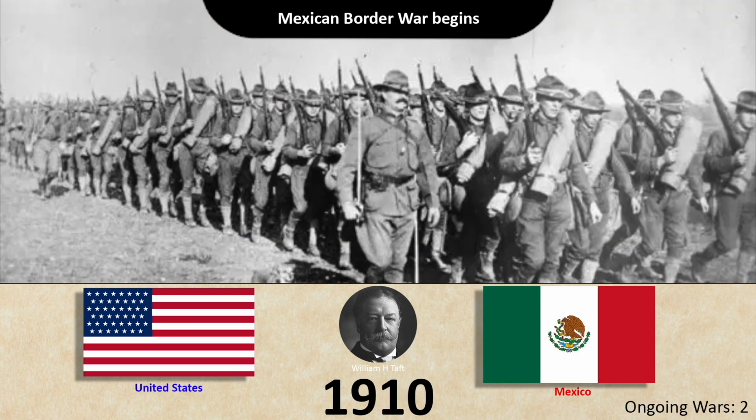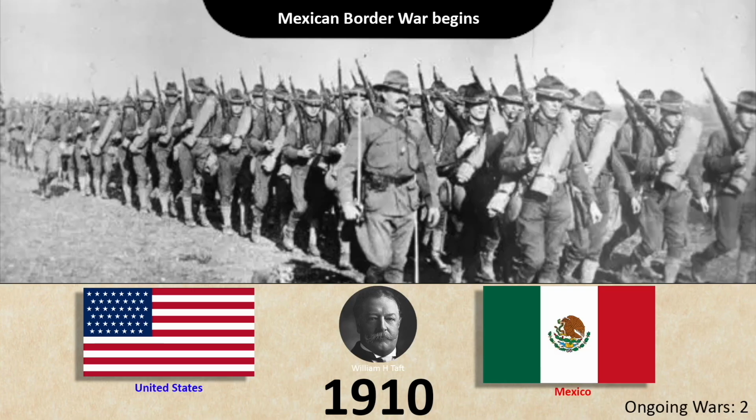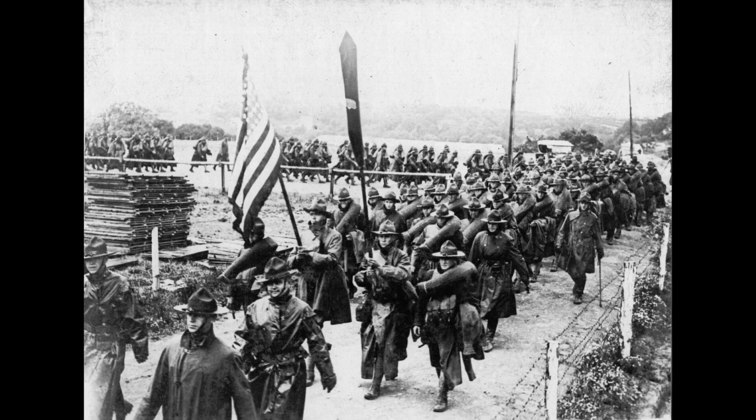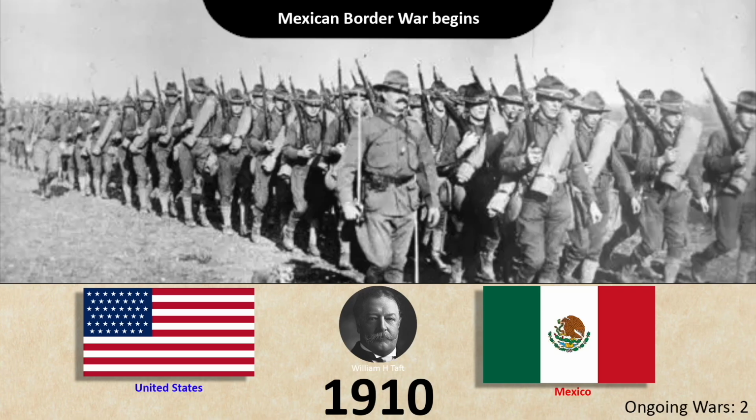A year later, in 1910, the Mexican border war would begin, and fighting would basically break out when revolutionary activity would begin in Mexico. And that would lead the United States Army to just deploy to several border towns to protect American lives and property. Basically just make sure that the fighting remained between the Mexican revolutionaries and the Mexican federal forces.